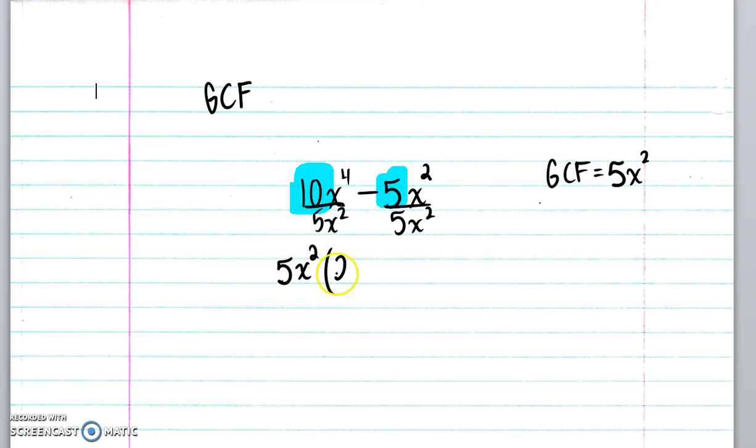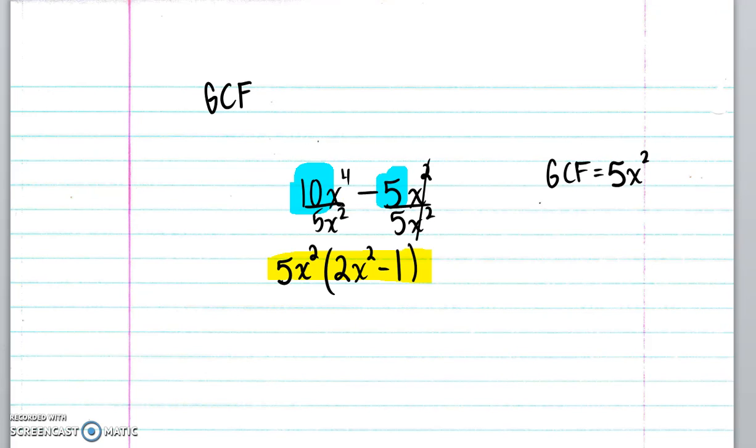10 divided by 5 is 2. X to the fourth divided by x squared. Remember, you subtract the exponent, so that's x squared. Negative 5 divided by 5 is negative 1. And x squared divided by x squared, those are gone. That right there is our factored polynomial.